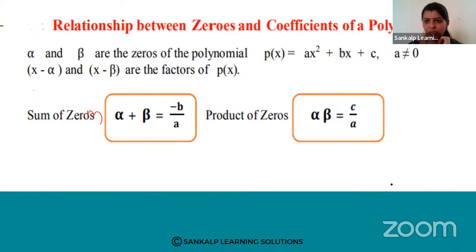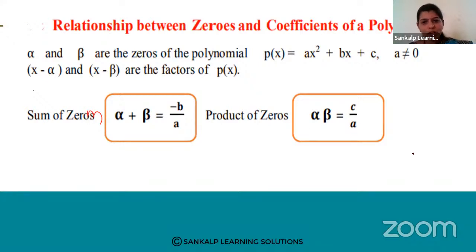Okay. Next, another important thing we are going to discuss in this chapter is the relationship between zeros and coefficients of a polynomial. This is also very important. Here we are studying the relationship between zeros. Alpha and beta are the zeros of the polynomial. Which polynomial? A quadratic polynomial. Why? Because a quadratic polynomial has 2 zeros, right? So those zeros, we call alpha and beta.